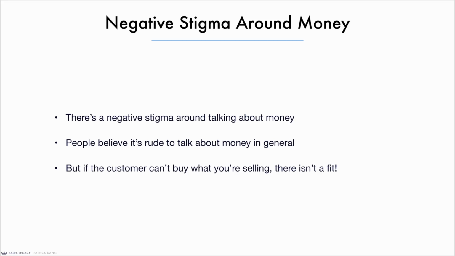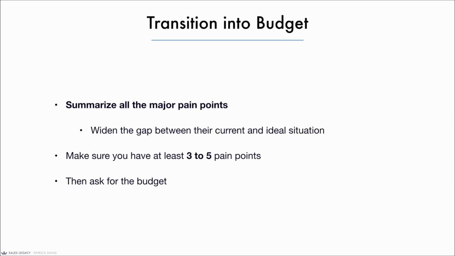So that's why usually on the first call, you need to make sure a person has some type of budget. You don't necessarily have to figure out to the detail how much budget they have. You just need some type of range, and you need to be confident that at the end of the sales cycle, they are going to buy your product or service, or they're going to be able to afford it at least. So here is how you are going to transition into the budget part of your sales cycle.